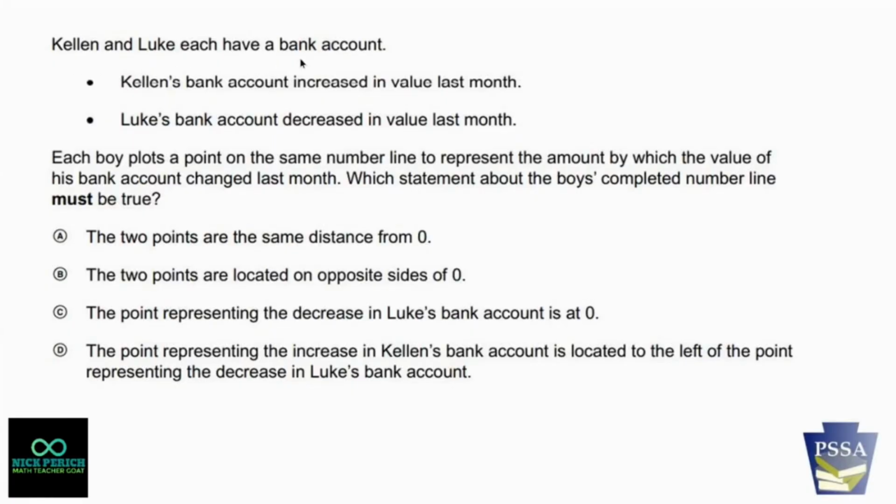Kellen and Luke each have a bank account. Kellen's bank account increased in value last month. That means he gained. His went up. Luke's bank account decreased in value last month, so Luke went down.